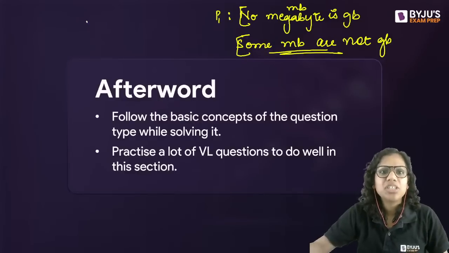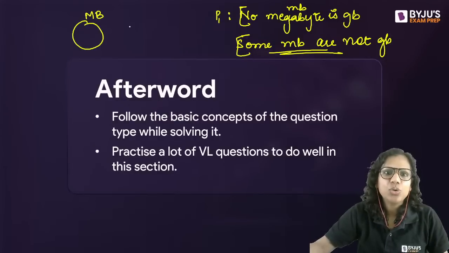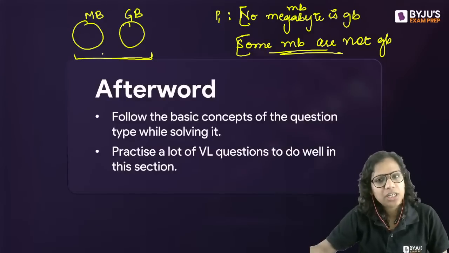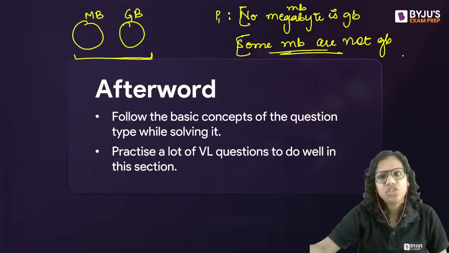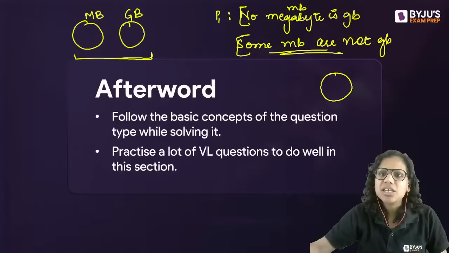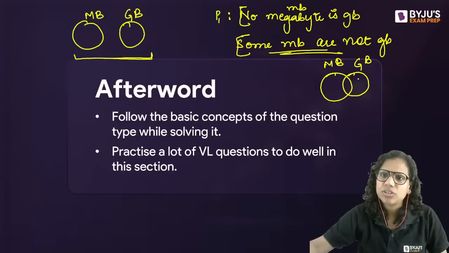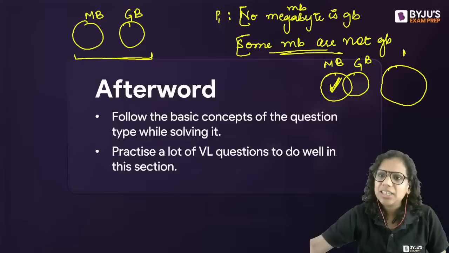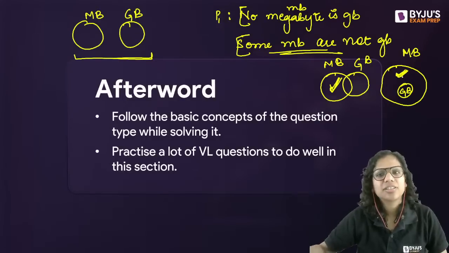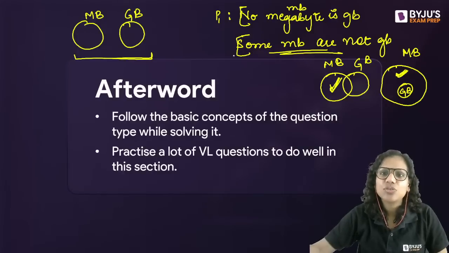When I say no MB is GB, then the diagram will look something like this, that MB and GB cannot intersect each other at any cost. Okay, so this is what the diagram is going to be. But when I say some MBs are not GB, in that case, other possibilities also exist. So some MBs are not GB can be drawn like this also. Here also some MBs are not GBs. Right, this part, it is not GB. So these are the meanings of these two statements.